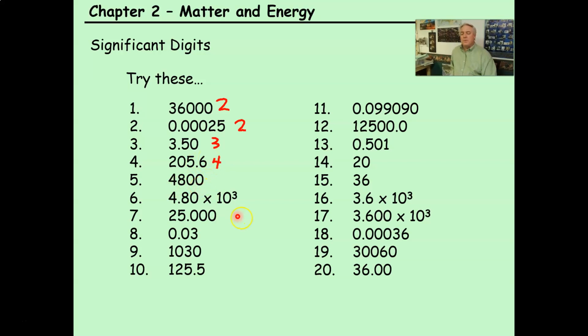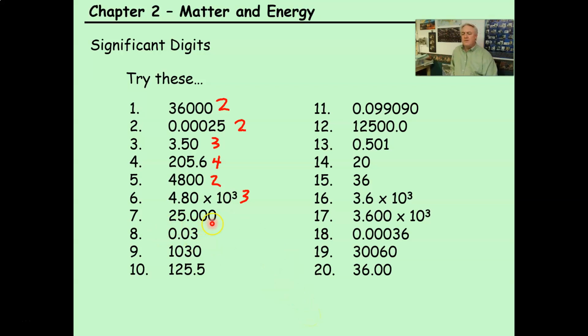Number 5, 4800, no decimal. Decimal is absent. Come in from the Atlantic side. Don't count it, don't count it. 2 digits. All right, times 10 to the third. Don't worry about that part. Just looking at the front piece. It has a decimal point, so I'm coming in from the left or the Pacific side. And digit, digit, digit. That has 3 digits.